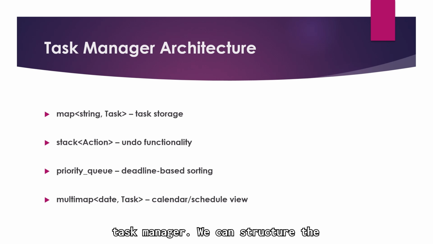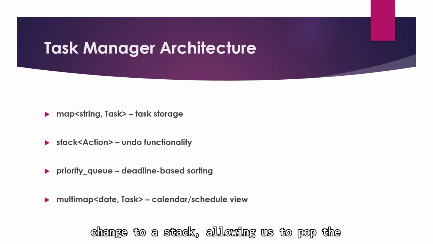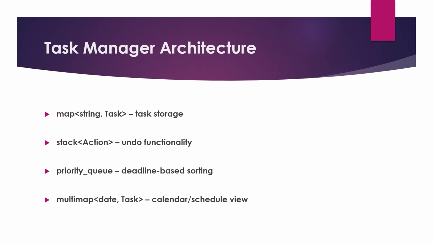Here's a high-level architecture of our task manager. We can structure the application as follows. Task storage. A map<string, Task> allows us to store tasks by name, providing log n lookup times. If we want to track multiple tasks with the same deadline, a multimap<Date, Task> could help us manage them in a sorted order. Undo functionality. By using a stack<Action>, we can push every change to a stack, allowing us to pop the last action when the user hits undo. This ensures we can easily revert the state. Priority-based task sorting. A priority queue can help us always retrieve tasks in the order of their priority level, ensuring that critical tasks are addressed first. This architecture keeps our code clean, decoupled, and ready for future enhancements.